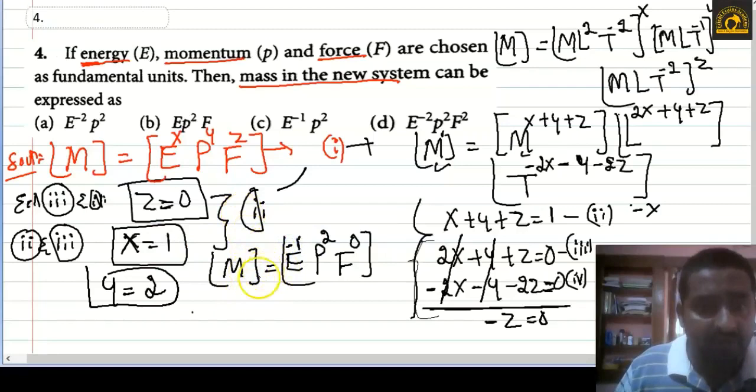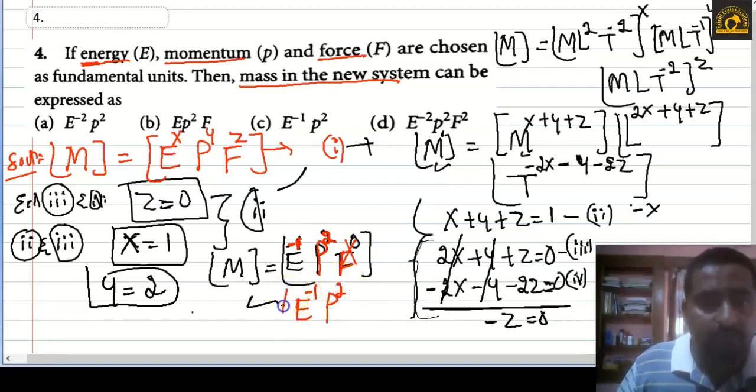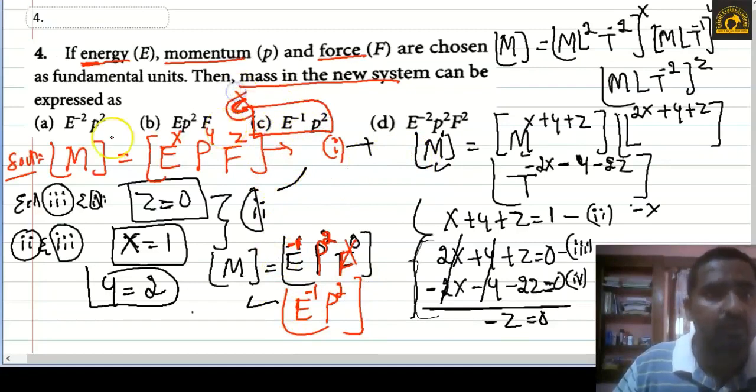So the final answer is the dimensions formula m is e to the power of minus 1, p to the power of 2 and f to the power of 0, and that means 0. So e to the power of minus 1, p to the power of 2. Which answer is matching for this solution? Let's see, e to the power of minus 1 and p square, that is option C, the correct answer for this question.